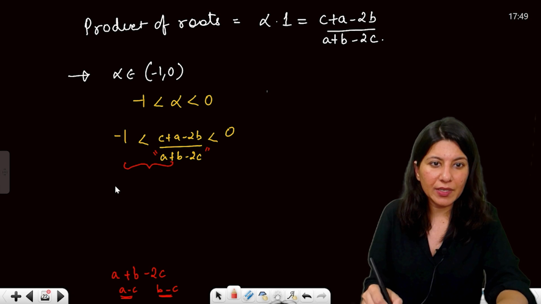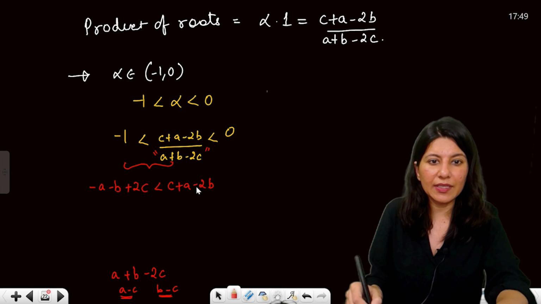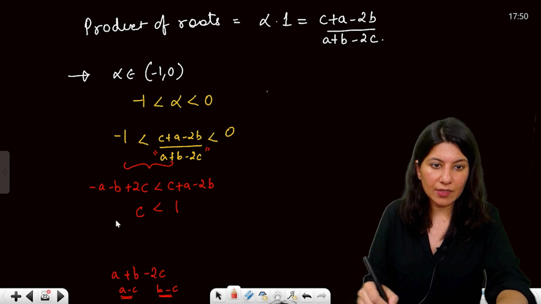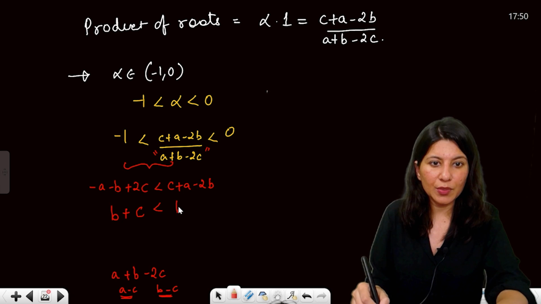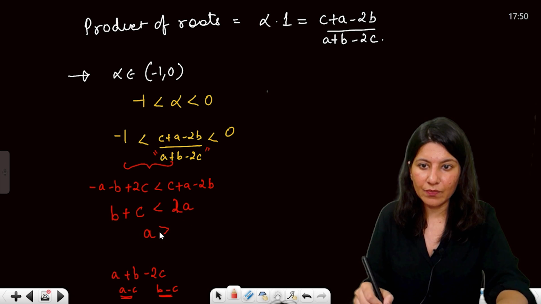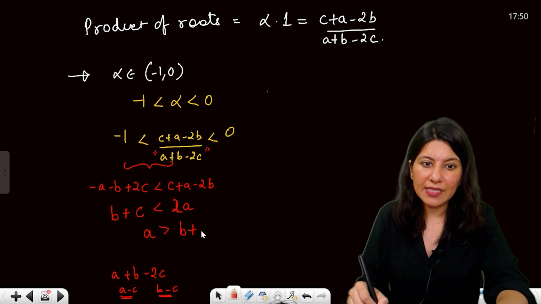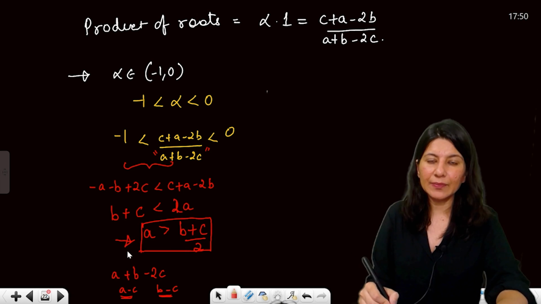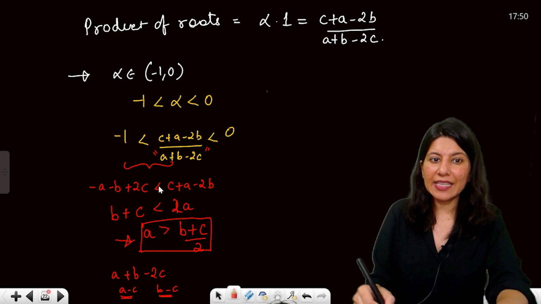So it is going to become minus A minus B plus 2C less than C plus A minus 2B, correct? So this is going to become, C over here, then B minus B, so plus B over here. What about A? So this is 2A. So A is greater than B plus C by 2. That is the first thing which I am getting from here. Agree? From this left inequality.